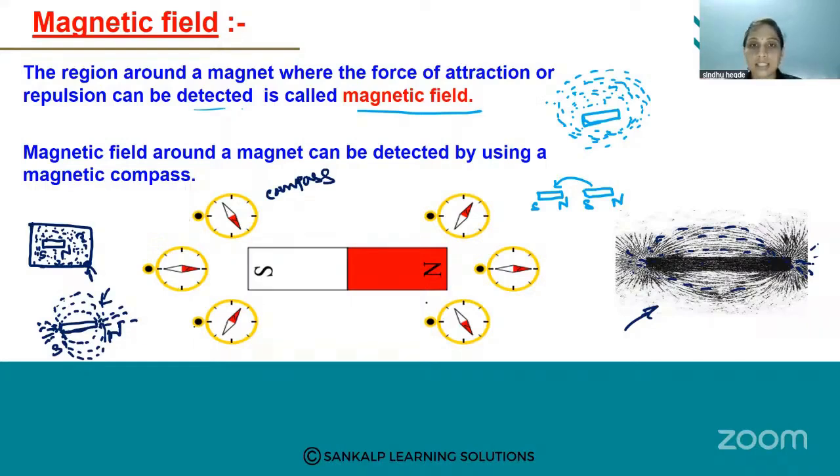Okay, it is placed in different regions around this magnet. First we place this in this position. What happens? It gets attracted towards this magnet. So then how does it show attraction? At that time this needle gets deflected.